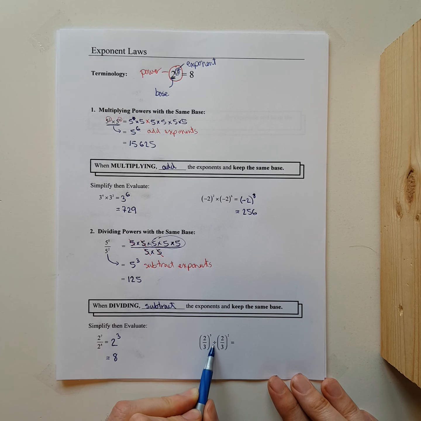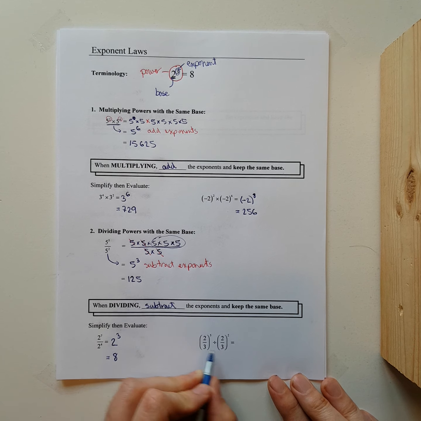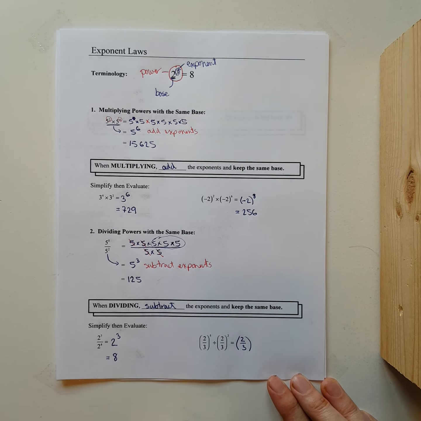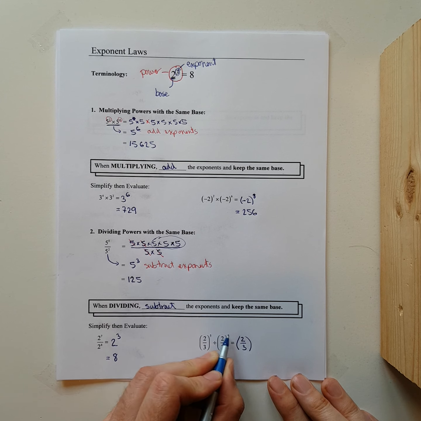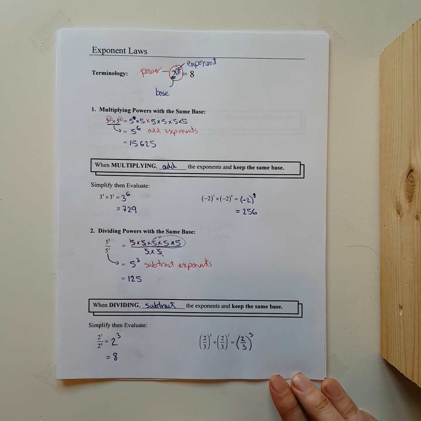We can also do this with this division sign. It's the same rule, and we can do this with a fraction base as well. The idea is that we keep that base the same. In this case, our base number is that fraction in brackets, 2/3. And because I am dividing, I can subtract the exponents. 5 minus 2 will tell me that the exponent is 3.